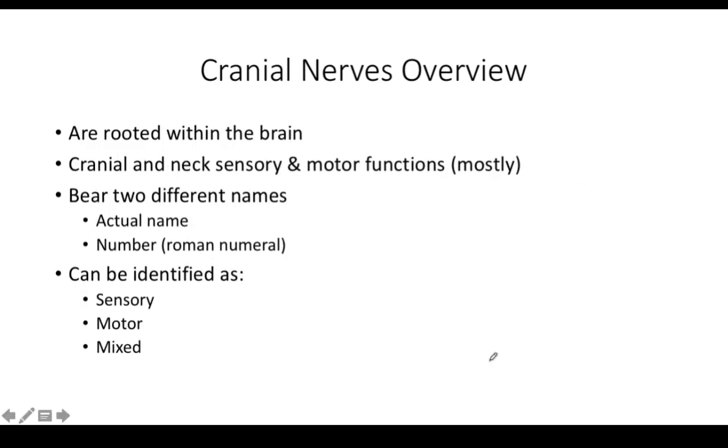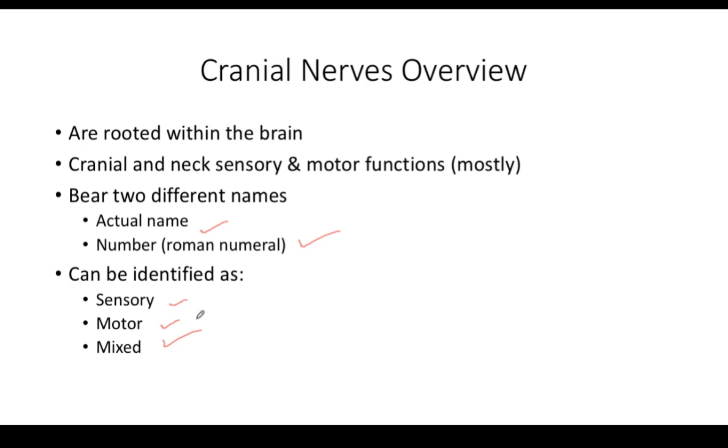All right. Now, when it comes to cranial nerves, as I mentioned previously, cranial nerves are rooted within the brain, and therefore they deal with mostly sensory and motor functions with the head and the neck. There are a couple of exceptions to that, but like I said, we're talking about functions of these nerves, head and neck. Now, when it comes to the nomenclature of these, cranial nerves have an actual name to them, and they are also numbered with Roman numerals. And I'll show you how in a moment. And like I said, cranial nerves can be identified as sensory, motor, or mixed.